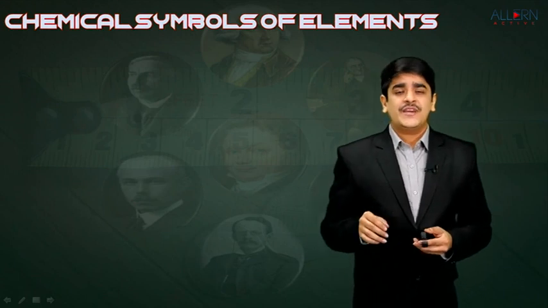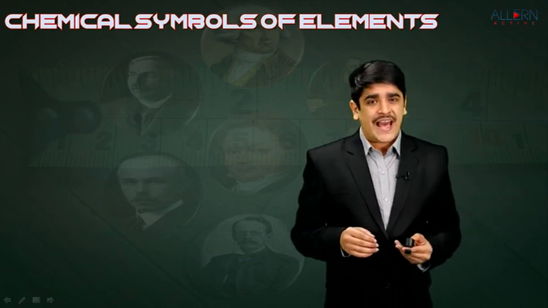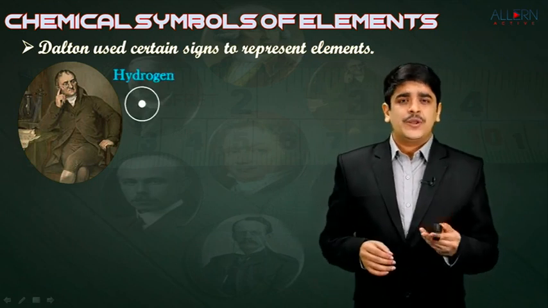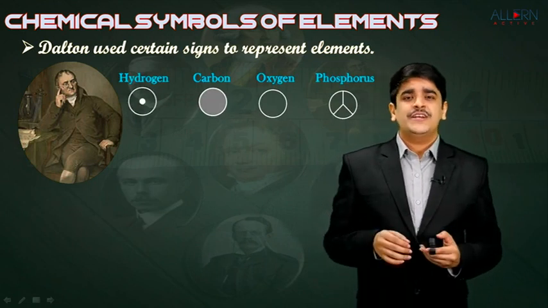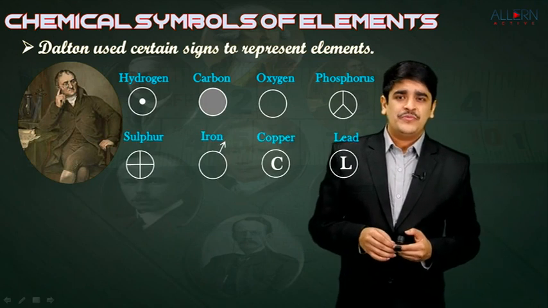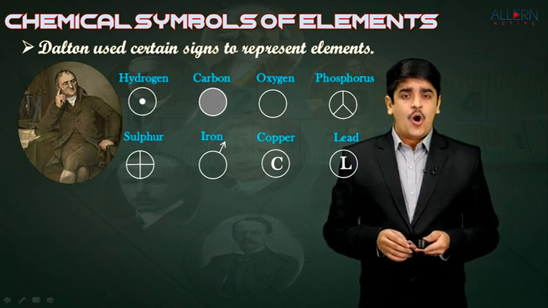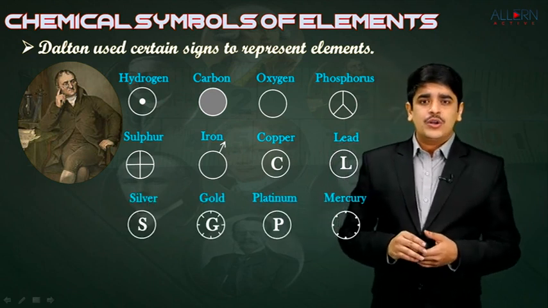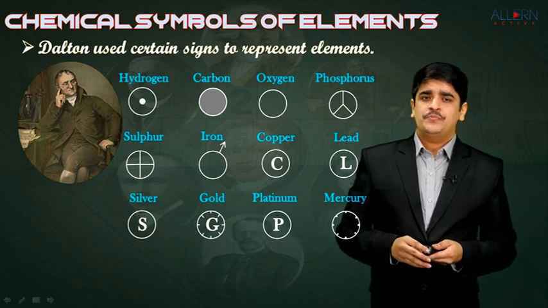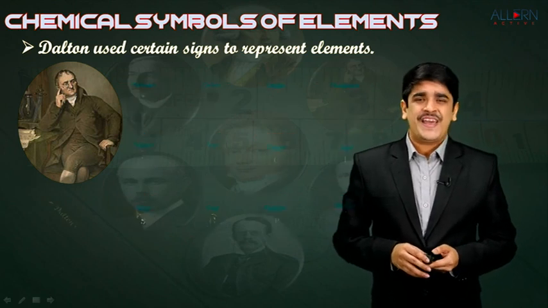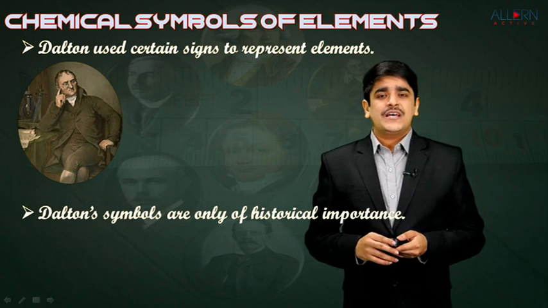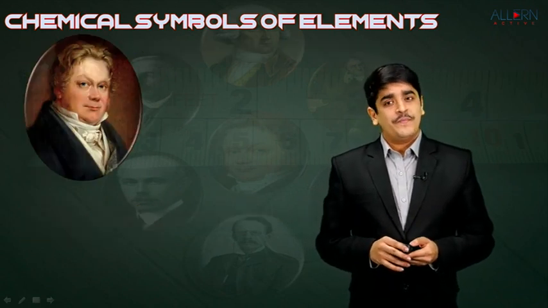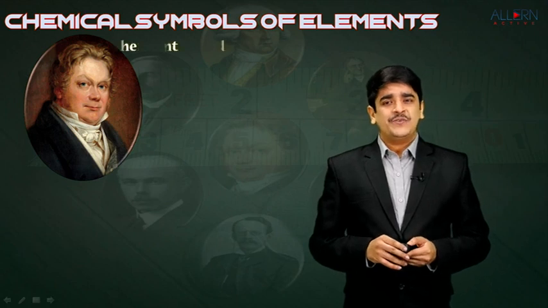Finally, we have chemical symbols of elements that we are going to discuss as the next concept. Now, Dalton used certain signs to represent elements. The kinds of signs that he has used are there on the screen for you. We have hydrogen, carbon, oxygen, phosphorus, sulfur, iron, copper, lead, silver, gold, platinum and mercury. Do you think we use these symbols anymore? Absolutely not. So Dalton's symbols are only of historical importance. They are not used anymore. So we have a better way.